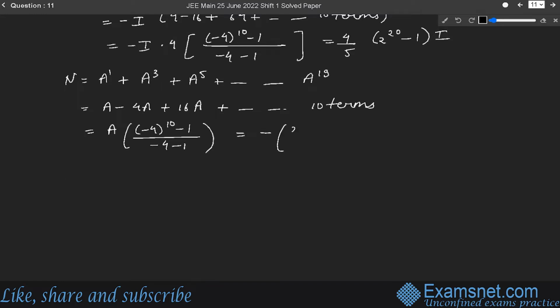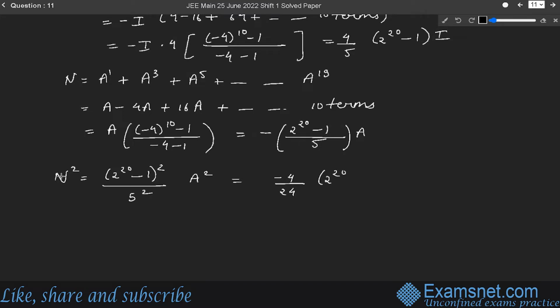So it will be equal to minus (2^20 minus 1) divided by 5, into A. Now n square will be equal to (2^20 minus 1) whole square divided by 5 square, into A square. So it will be equal to minus 4 upon 25, (2^20 minus 1) whole square into I. So m into n square will be equal to minus 16 upon 125, (2^20 minus 1) whole cube into I. This is equal to k into I.